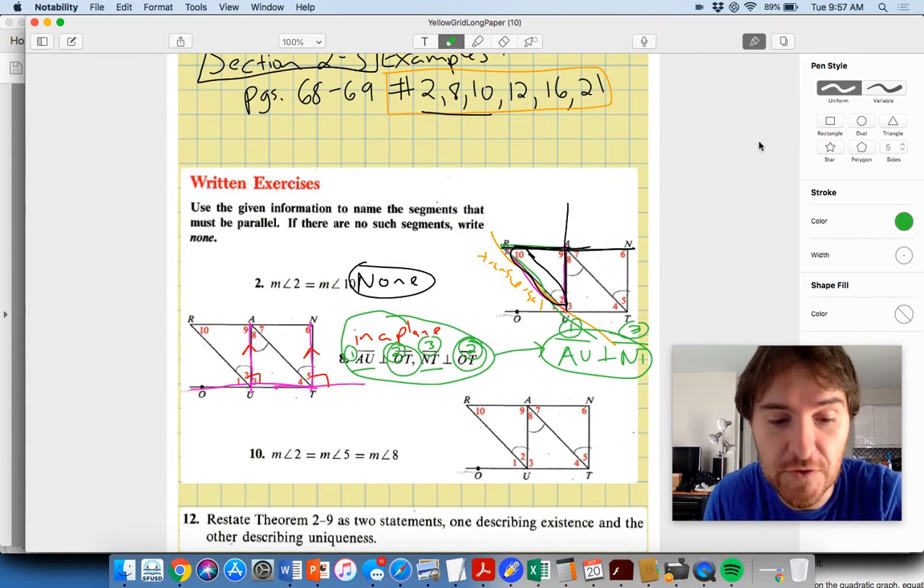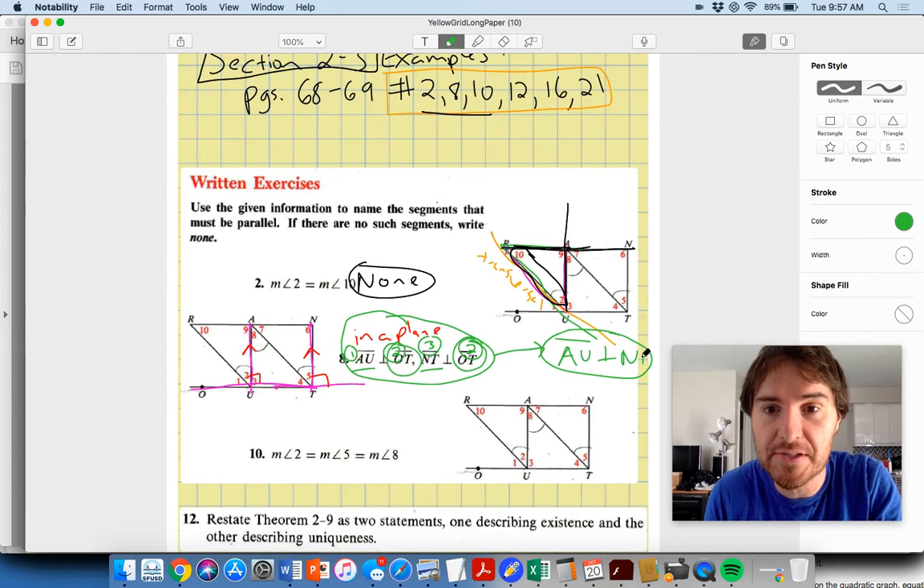I may be confusing you guys there. Remember, it turns to parallel. It's not perpendicular to each other. That's false. These are parallel lines here. Parallel, not perpendicular. So they are parallel to each other.